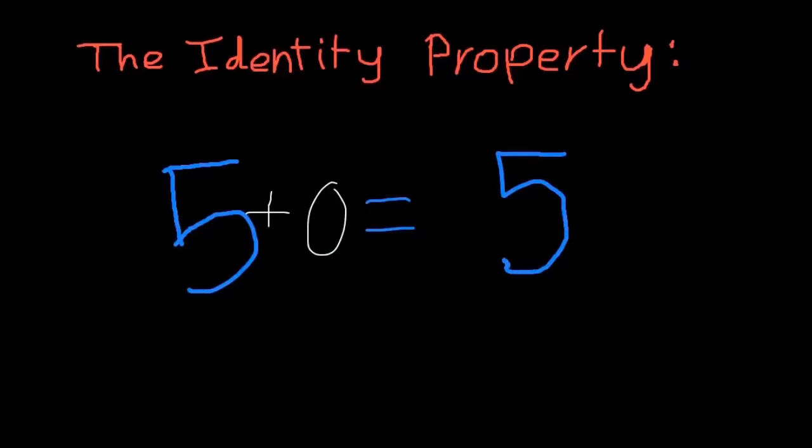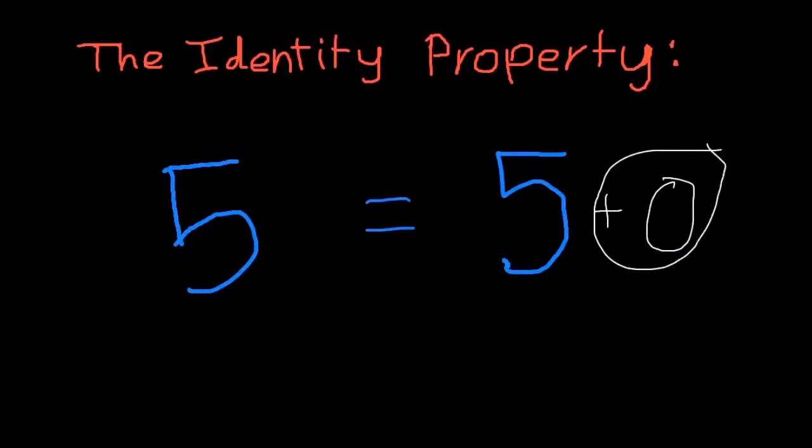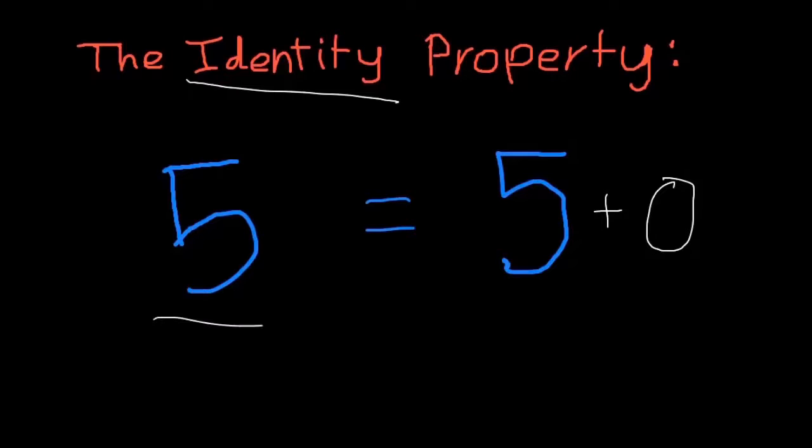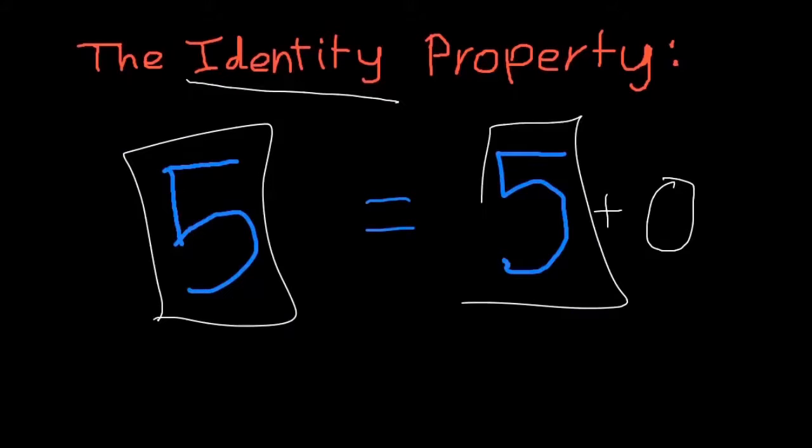So 5 plus 0 equals 5. And the equation is true. Instead of putting all of this on this side, you can put it on this side too. 5 equals 5 plus 0. It's still all a true equation. And that's what it is, really. Identity property means the 2 things are identical. 5 is identical to 5.